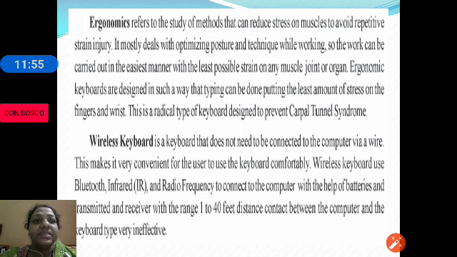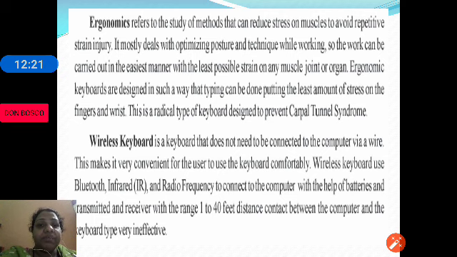Ergonomic keyboards are designed in such a way that typing can be done by putting the least amount of stress. That means the fingers and wrist can be used very softly on an ergonomic keyboard. There is not much strain required while operating this keyboard.